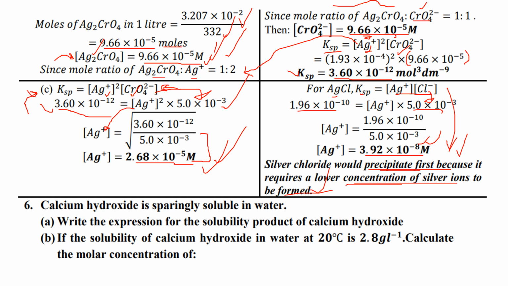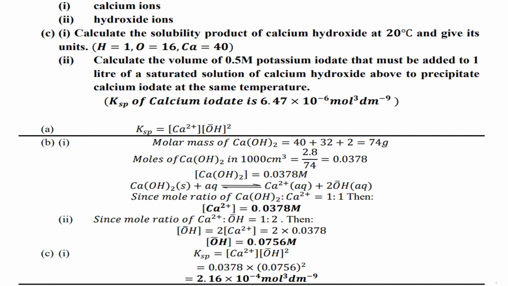Number 6, we are going to be looking at calcium hydroxide as our sparingly soluble salt present in water. First of all, we are going to write the expression for the solubility product of calcium hydroxide. And in part B, if the solubility of calcium hydroxide in water at this temperature is 2.8 grams per liter, calculate the molar concentration of calcium ions and the molar concentration of hydroxide ions. In part C, we calculate the solubility product of calcium hydroxide at the same temperature, and we give its SI units, provided the atomic mass of hydrogen is 1, atomic mass of oxygen is 16, and atomic mass of calcium is 40.